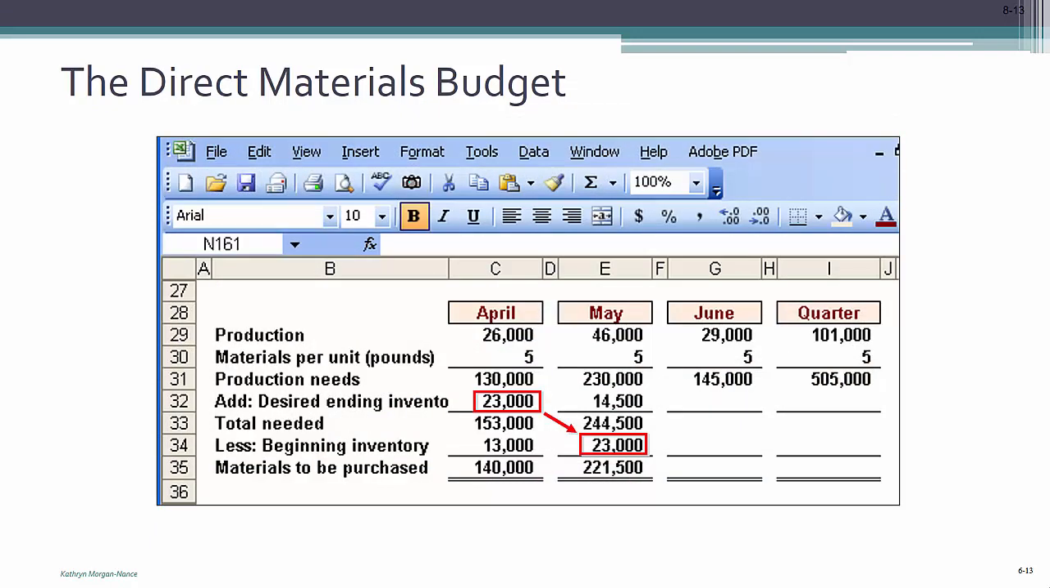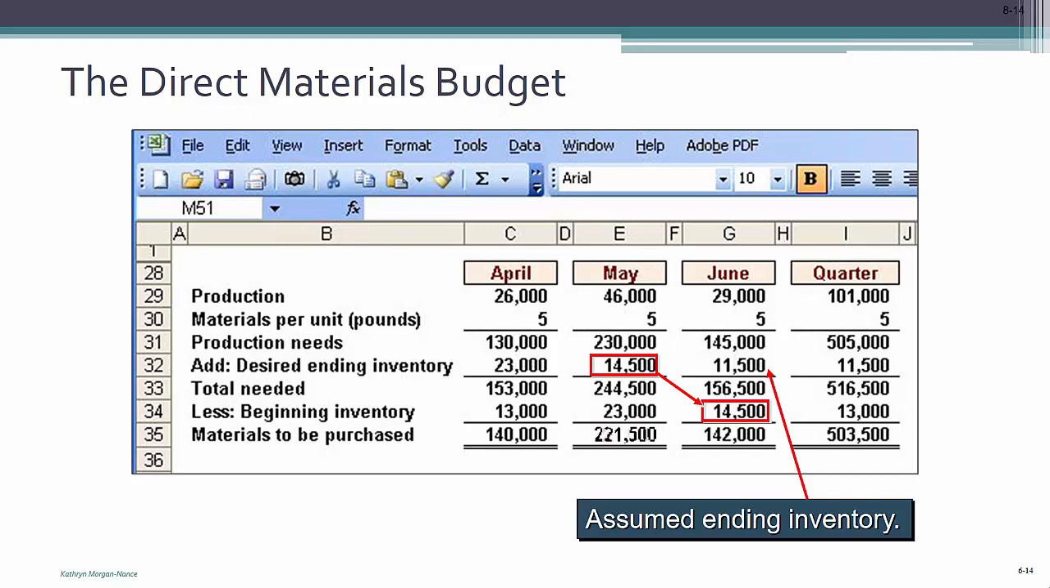If you answered 221,000 pounds to be purchased in May, you're correct. Notice that April's desired ending inventory becomes May's beginning inventory, and May's desired ending inventory of 14,500 pounds is 10% of June's production needs of 145,000 pounds.